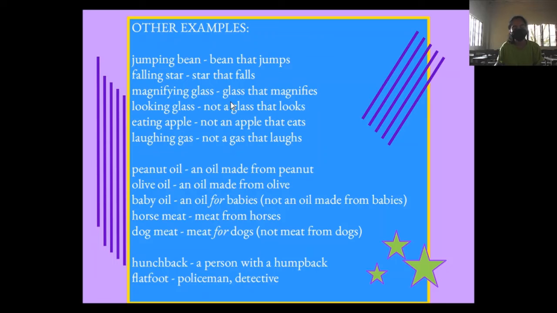So English has always been a complex language. It's so annoying sometimes, but it's fun. Okay, peanut oil, an oil made from peanut. Olive oil, an oil made from olive. Baby oil, an oil for babies, not an oil made from babies. Horse meat, meat from horses. Dog meat, meat for dogs, not meat from dogs. Hunchback, person with a humpback. But flat foot is not a foot that is flat. It is a slang word for policeman or detective.